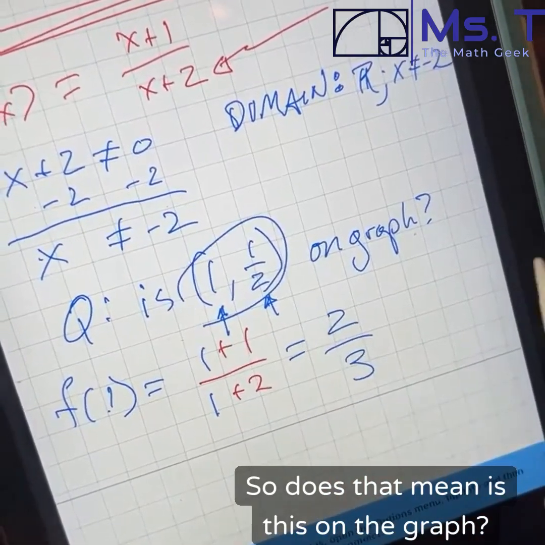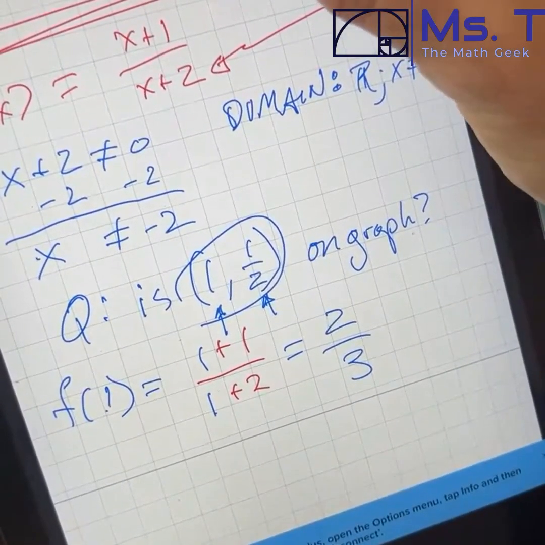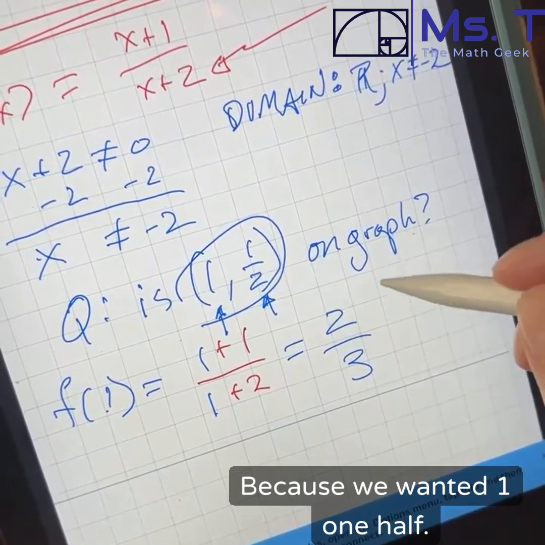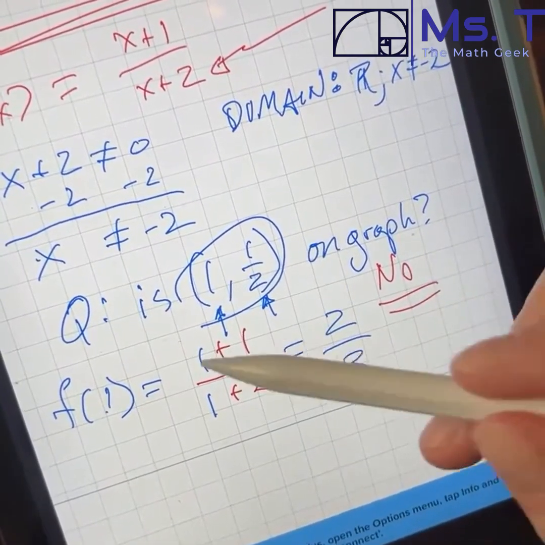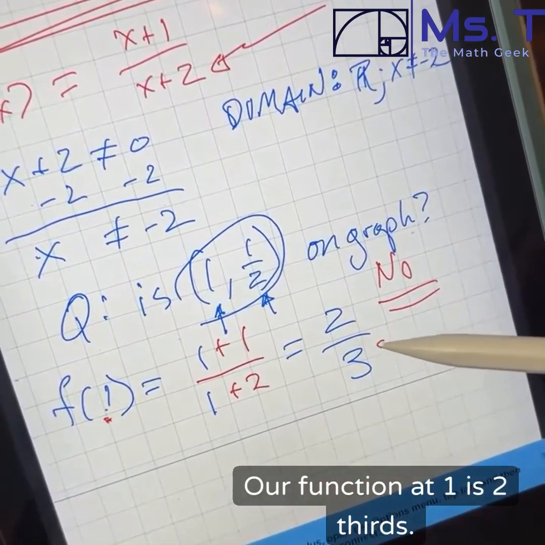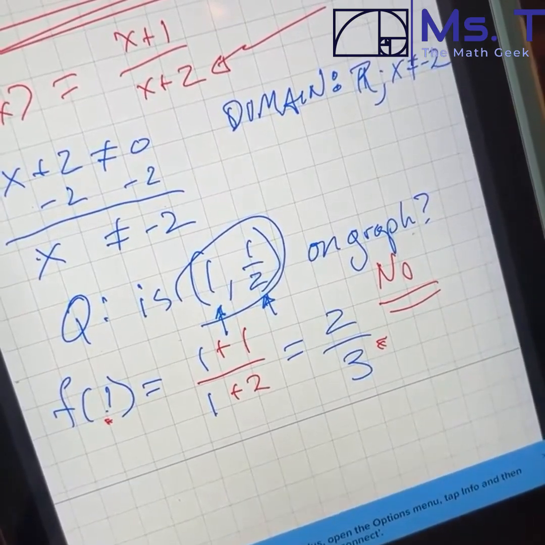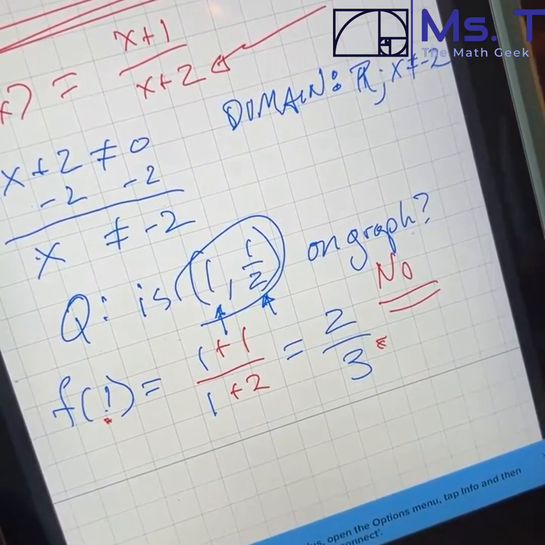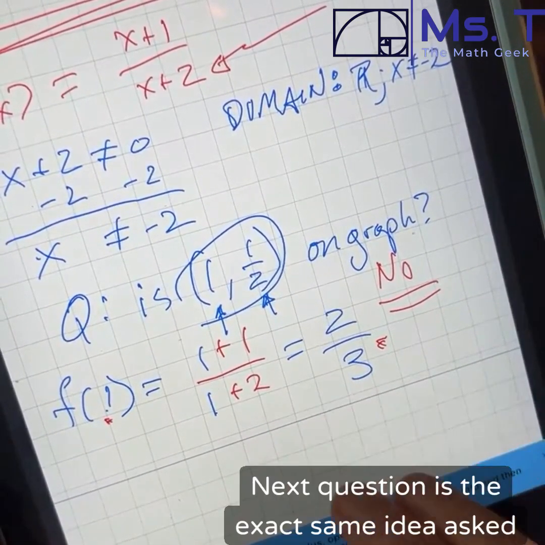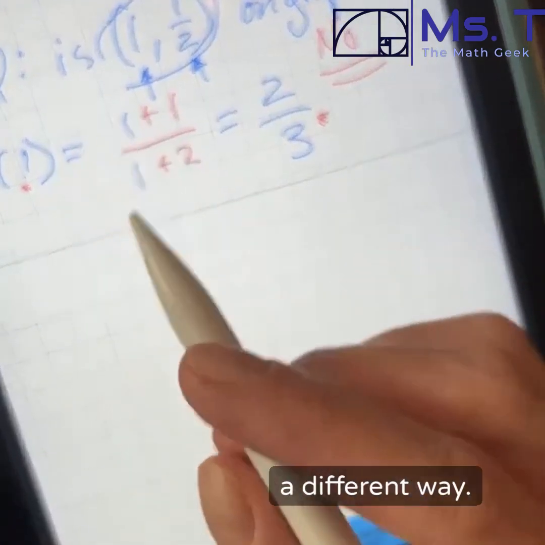So does that mean this is on the graph? No, because we wanted 1 1/2. Our function at 1 is 2/3. It's not 1/2, so it is not on the graph. Hard pass. Okay. Next question is the exact same idea asked a different way.